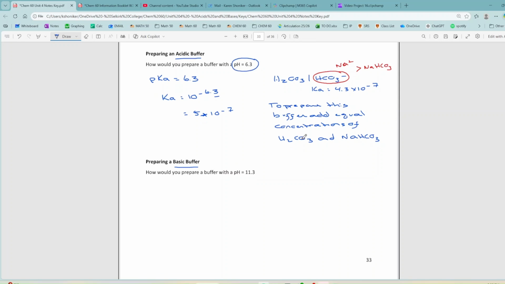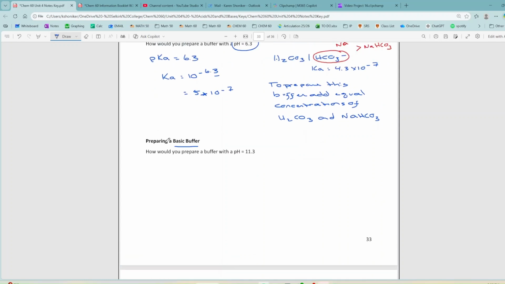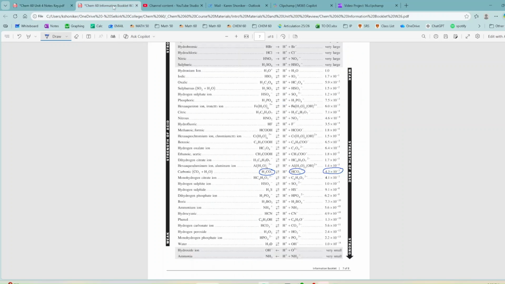All right, you can pause the video and give this one a go, but we're going to prepare a basic buffer. So again, with this one, they're going to give you a pKa of 11.3, which is a pH greater than 7, which makes it basic. So if we want to find the Ka, we're going to do 10 to the negative 11.3. When I plug this into my calculator, I get 10 to the negative 11.3, which gives me, again, to 1 sig fig, 5 times 10 to the negative 12. So then we go to our information booklet and we look for something that's close to 5 times 10 to the negative 12. This 2.4 times 10 to the negative 12 is going to be closest.